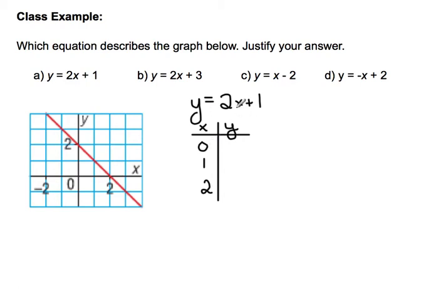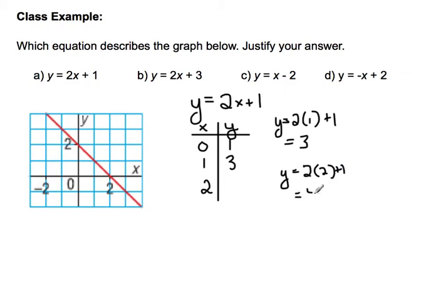So when x is equal to 0, I'm going to have 2 times 0 plus 1, which is 1. When x is equal to 1, maybe I should do the algebra here. I'm going to get 2 times 1 plus 1, and I'm going to get 3. 2 times 1 is 2, plus 1 is 3. And then y is equal to 2 times 2 plus 1, which is equal to 5. So I just created my table.